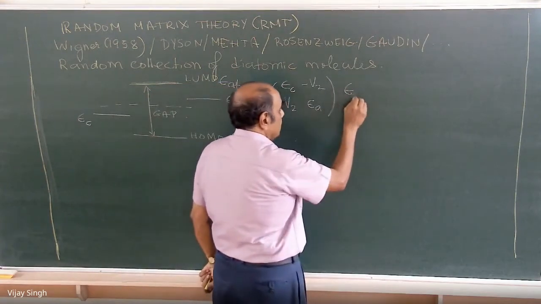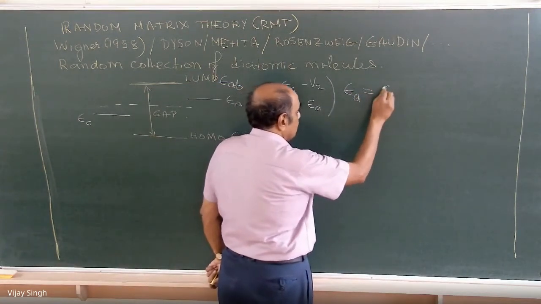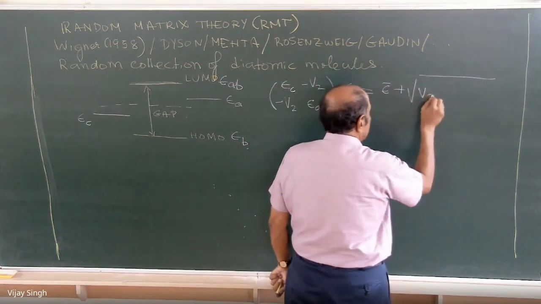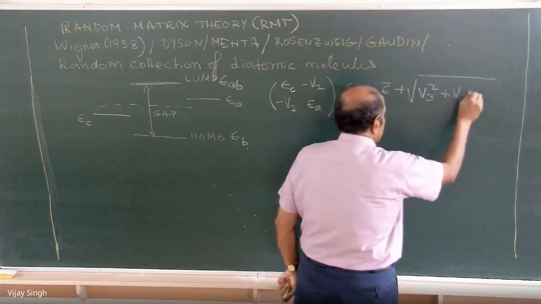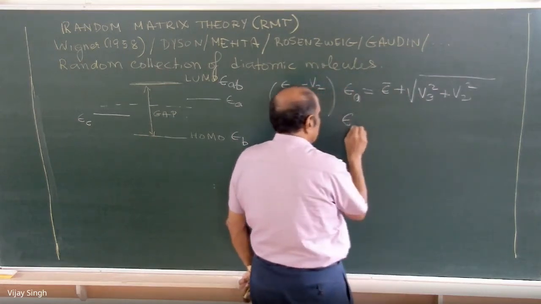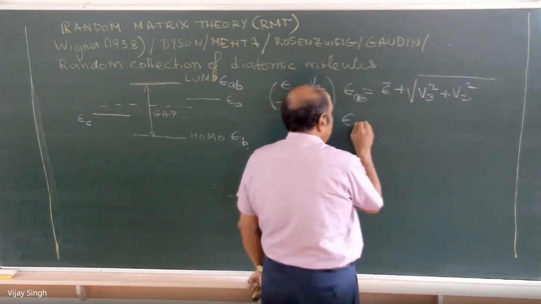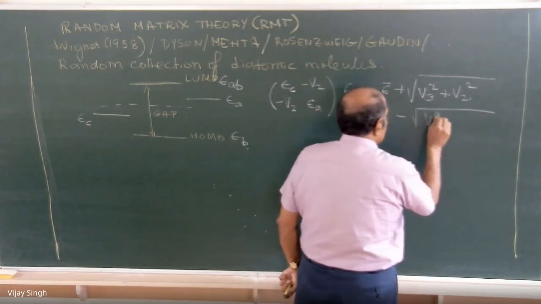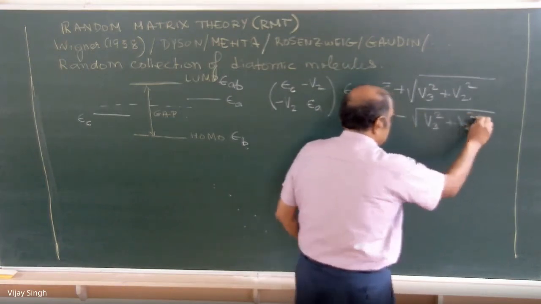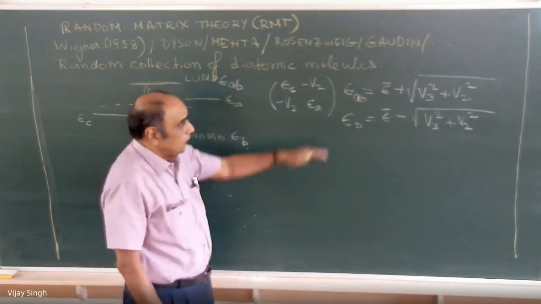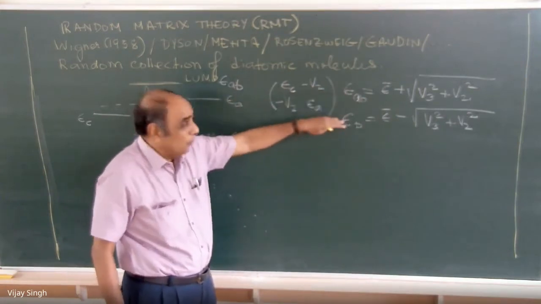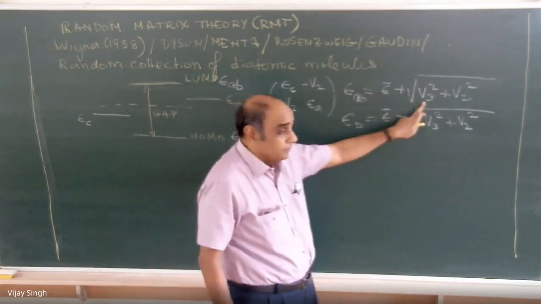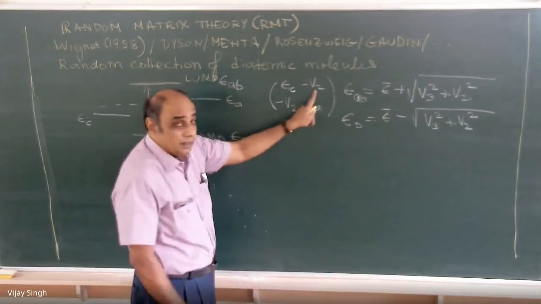So the antibonding would be epsilon bar plus square root of V3 squared plus V2 squared, and the bonding would be epsilon bar minus square root of V3 squared plus V2 squared. These are the two levels, the bonding and the antibonding, the HOMO and the LUMO. You might ask, what is this epsilon bar and what is this V3? V2, of course, is the covalency term.